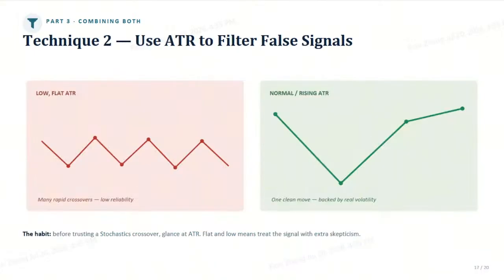Here's a technique that will save you a lot of frustration, especially as a beginner. Stochastics has a known weakness. In choppy, sideways, low volatility markets, it tends to generate a lot of back and forth crossovers that don't lead anywhere. Traders often call this whipsaw. Price bounces around in a tight range. Stochastics swings from overbought to oversold and back again rapidly.